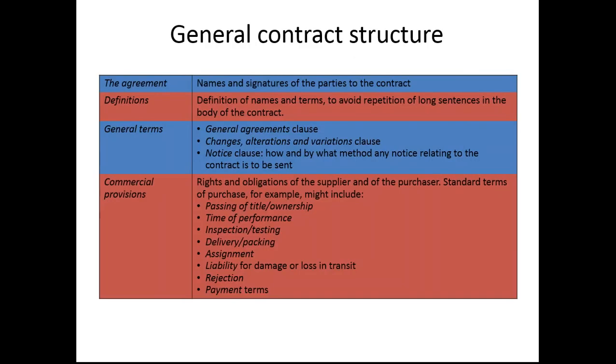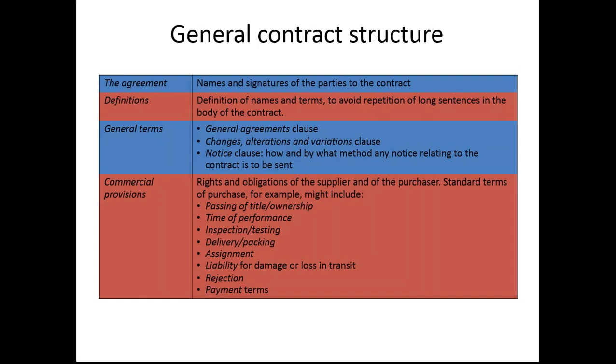General structure of a contract. How do they structure? It always starts by the name and nature of the agreement. It gives the name and the signatories of the party. That is, of course, assuming it is a written contract. Definition. It defines all of the names and the terms and how things will be done. It does that to avoid long sentences. So normally when you pick up a commercial contract, you'll find a lot of definitions to begin with, and that's what we would expect. If they're not in your contract, they should be.